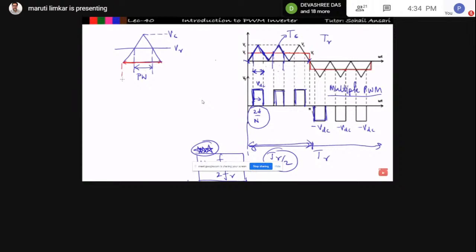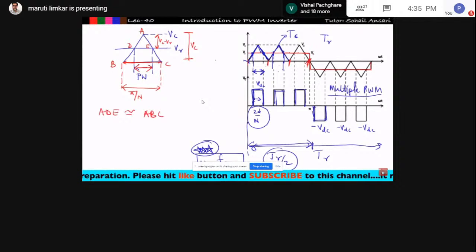See, we are getting the triangular wave, 3 triangular waves. So each triangular wave will be equal to pi by n duration. This will be my pi by n. Now see the magnitude of this. This is my Vc, and this is the magnitude Vc minus Vr. Right? Now apply the similar triangle concept. Let us take ABC, and this D, and this is E point. So ADE is similar to triangle ABC, right?